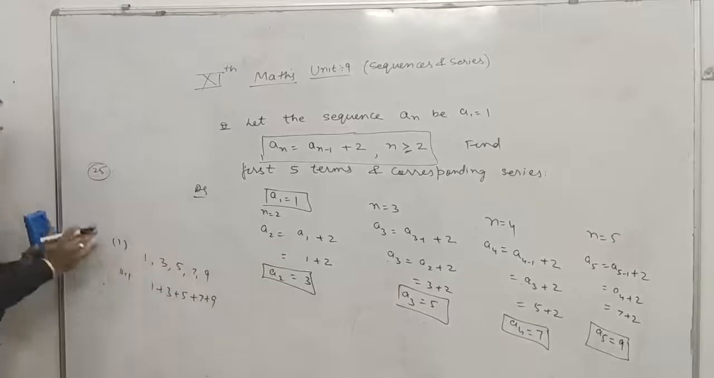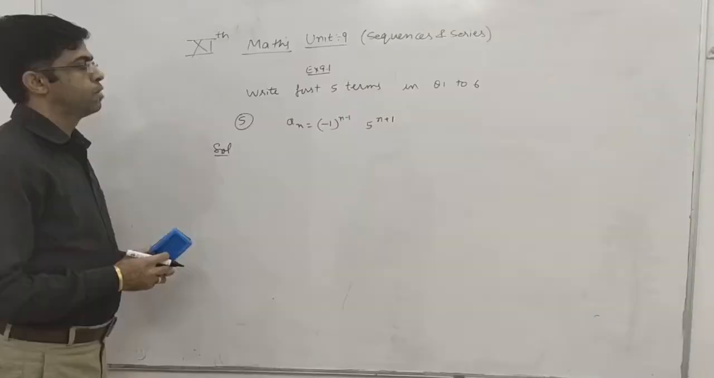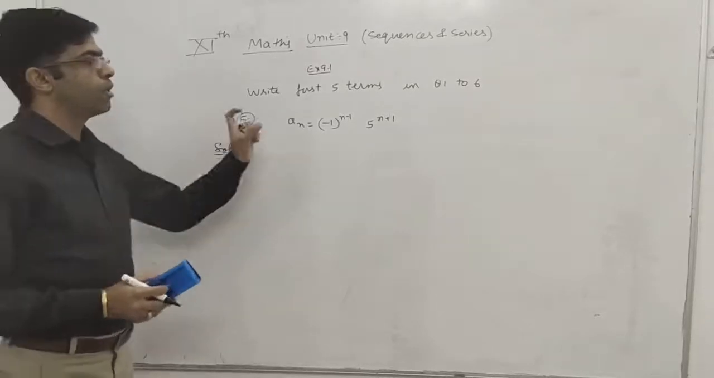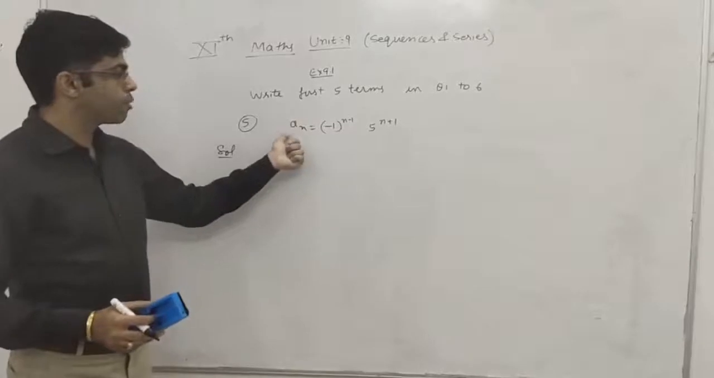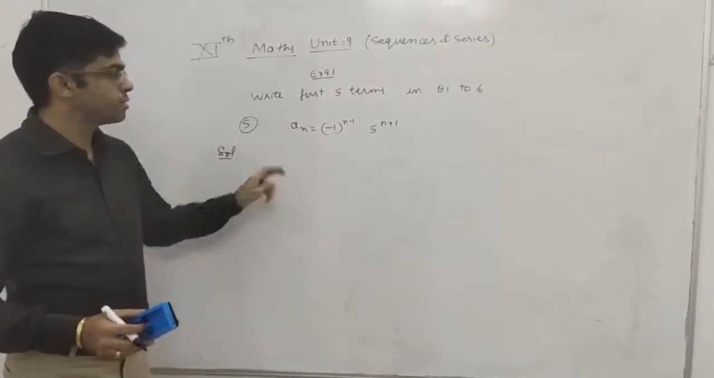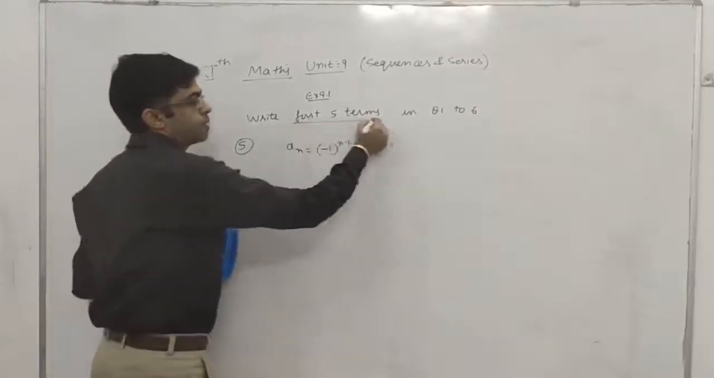We just have to represent the corresponding series. So this is our answer. Exercise 9.1, questions 1 to 6 are all in the same category, so I am doing the 5th question. This is the sequence formula. The function is given, and we have to list 5 terms in this.